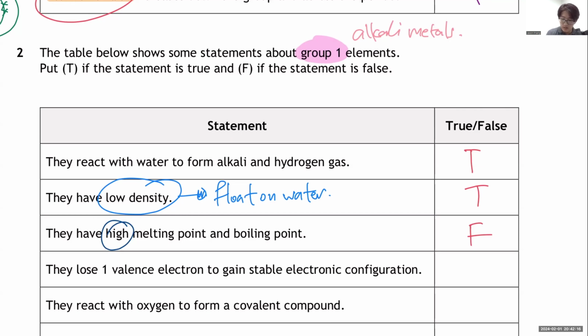Group one means what? Therefore, tell me if it's group one, what does it mean? One valence electron. Very good. And metals always lose. Hence true.